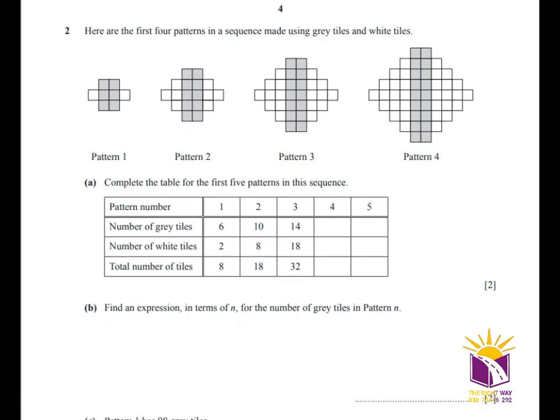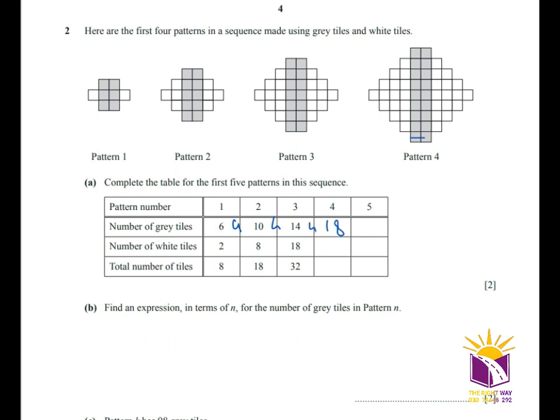Question number 2. Here are the first 4 patterns in a sequence made using gray tiles and white tiles. Complete the table for the first 5 patterns in the sequence. The number of gray tiles are 6, then 10, then 14, and we are adding 4 each time. So in the next we add 4 and it will be equal to 18.